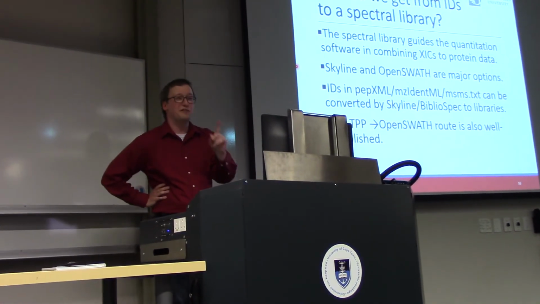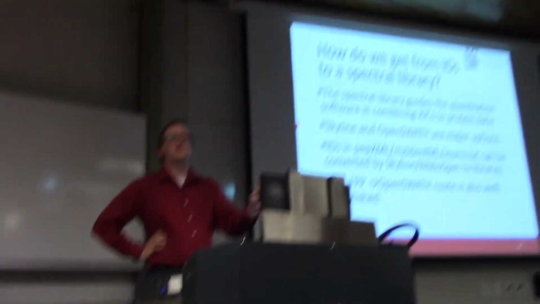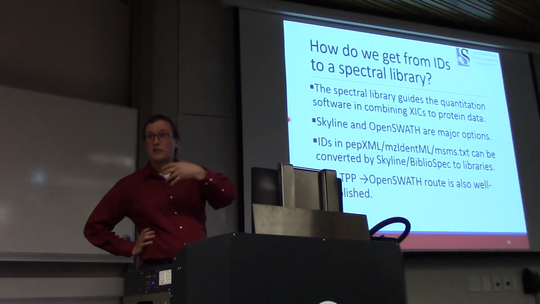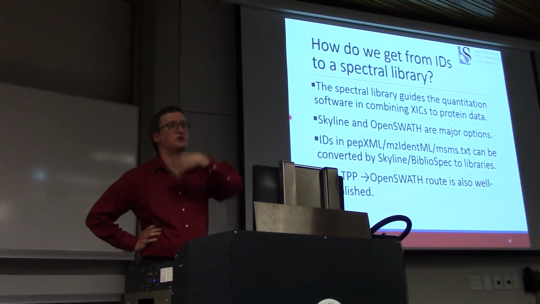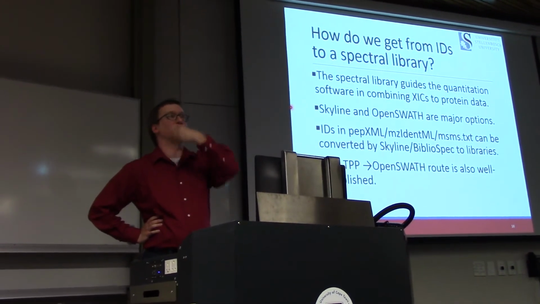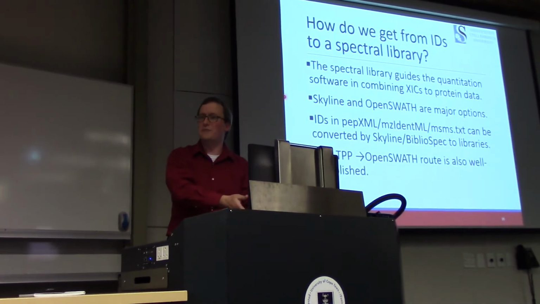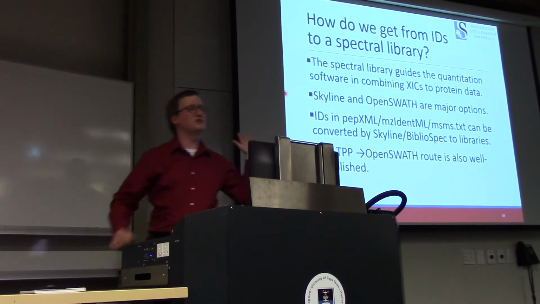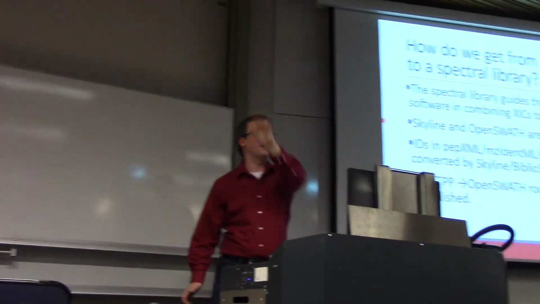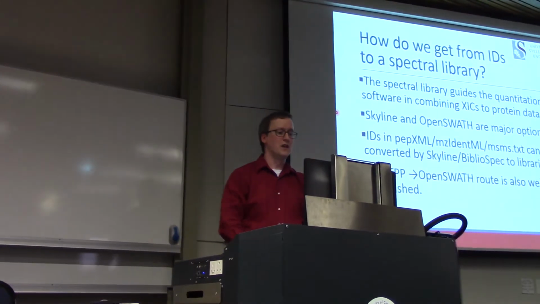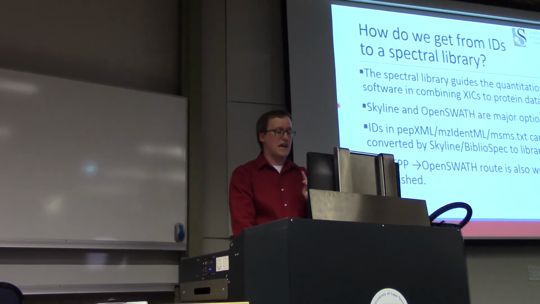So how do you get from IDs to a spectral library? The spectral library gives you the ability to determine where in a run a particular ID takes place once you do a swath experiment. So if you want to know where this peptide appears, having a spectral library entry for that peptide allows you to look through the spectra for that swath very quickly and determine which one contains fragments of this peptide.